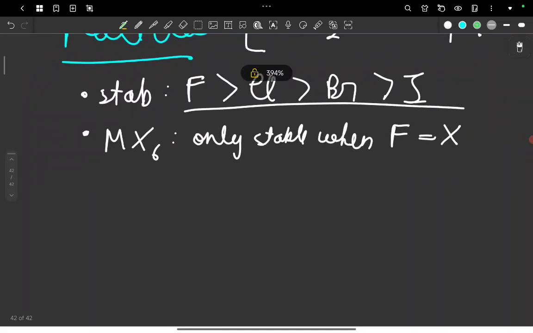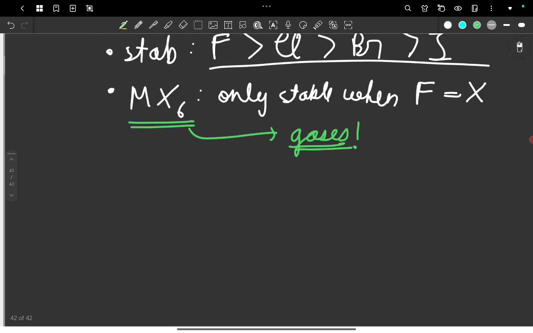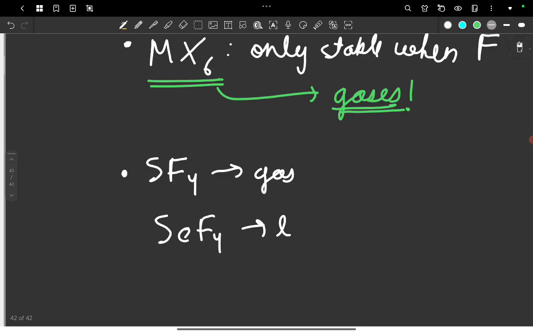And last point, that hexahalides are gases. Like whenever you add a hexafluoride, basically because only those exist, they are gases. Now the NCERT mentions some extra physical properties of halides, so let's just take care of those. Sulfur tetrafluoride is gas. Selenium tetrafluoride is liquid, and tellurium tetrafluoride is solid.